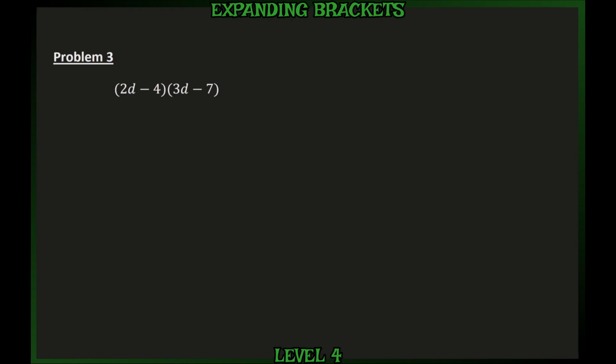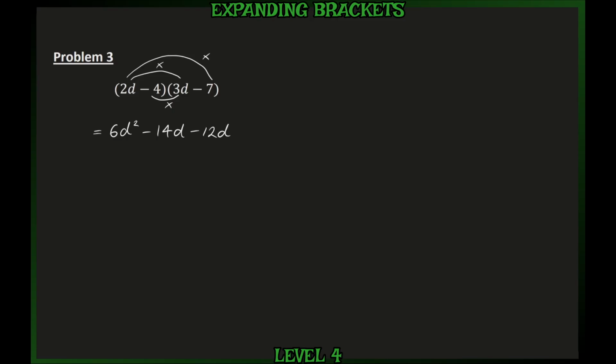In problem 3, we're expanding 2d minus 4 multiplied by 3d minus 7. To start, we can multiply 2d by 3d, and since 2 times 3 is 6, this starts with a 6, and d times d gives us d squared, so 6d squared is our first term. We can now multiply 2d by minus 7, and minus 7 times 2 is minus 14, so minus 7 times 2d is minus 14d. Next, we have minus 4 times 3d. Minus 4 times 3 is minus 12, so minus 4 times 3d is minus 12d.